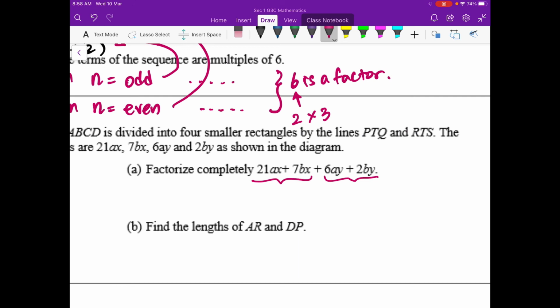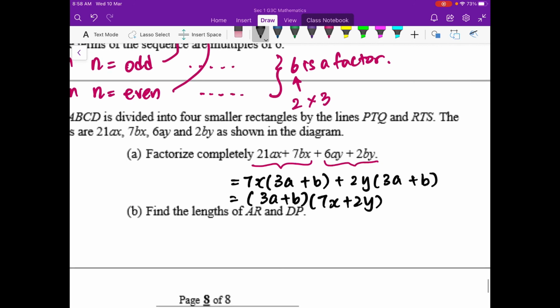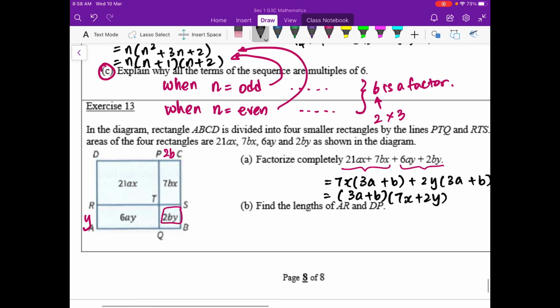Our Sec 1 approach. So here we end up with 7x as the common factor for the first pair, 3a plus b. Whereas in the second pair, we have 2y, 3a plus b again. So the common factor is 3a plus b, 7x plus 2y. So with this, find the length of AR and DP. AR, DP.